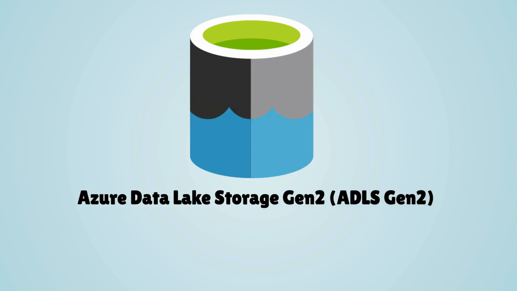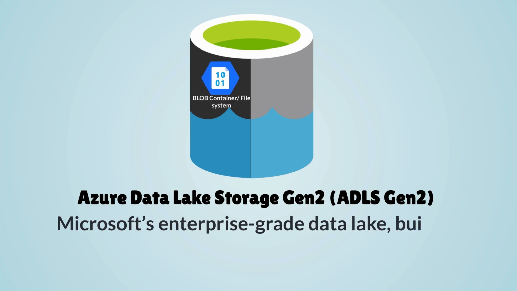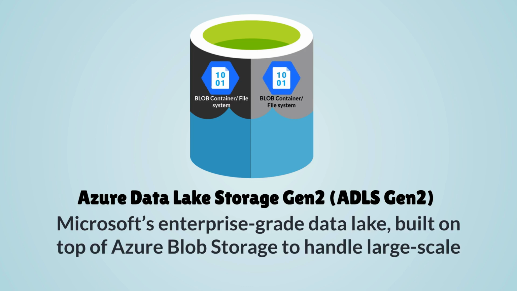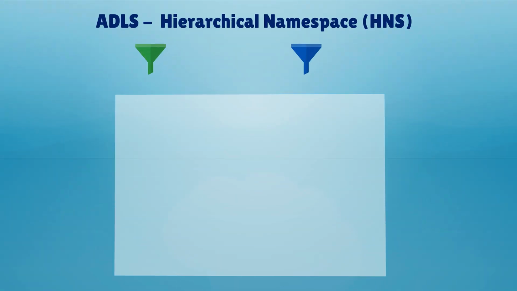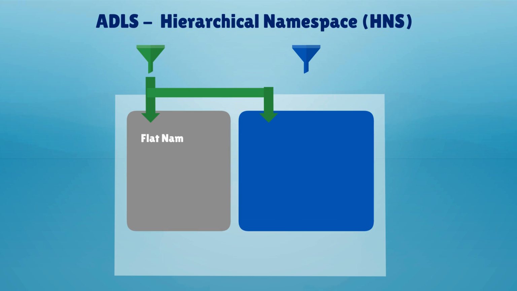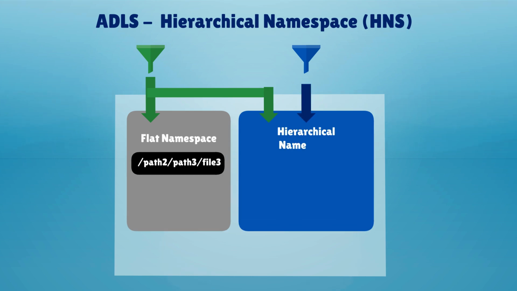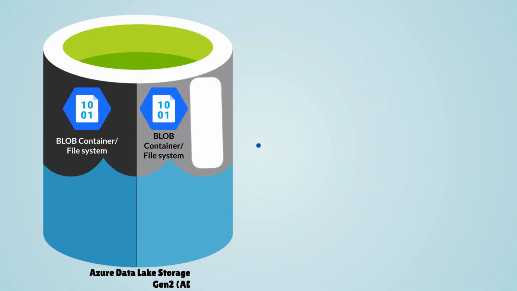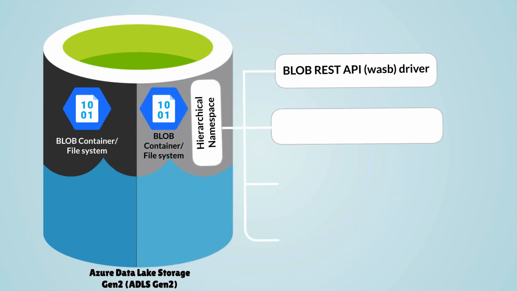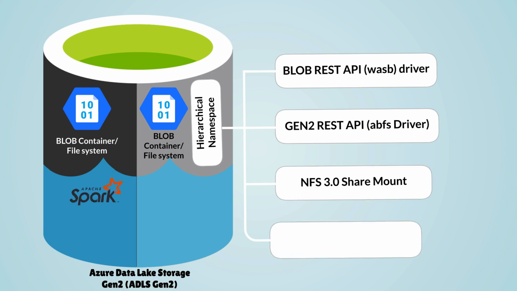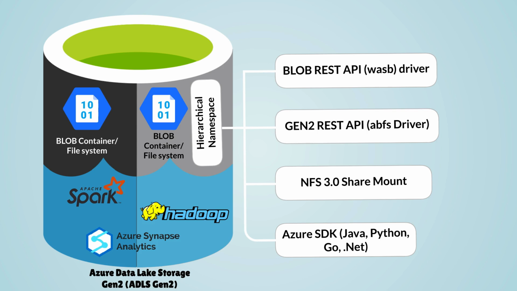ADLS Gen 2, Azure Data Lake Storage Gen 2, is Microsoft's enterprise-grade data lake, built on top of Azure Blob Storage to handle large-scale analytical workloads. It introduces key features like a hierarchical namespace for directory-like structure and efficient file operations, and POSIX-compliant ACLs for fine-grained access control. Optimized for performance, ADLS Gen 2 integrates seamlessly with big data tools such as Apache Spark, Hadoop, and Azure Synapse, making it a core component of Azure's data lakehouse and analytics ecosystem.